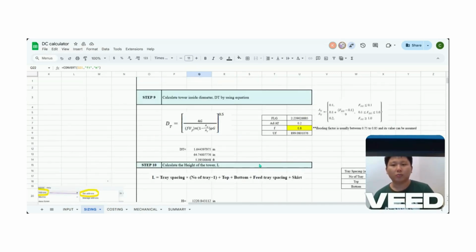Usually for this part, the calculations required will be calculating these two things, or these two units, at last. So usually it requires the tower diameter or requires the height of the tower. Okay, I think that's all already. I'll pass to the next person.